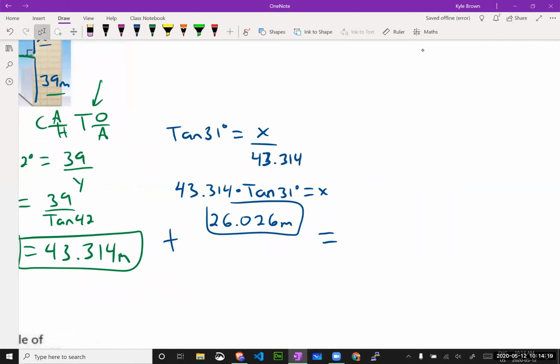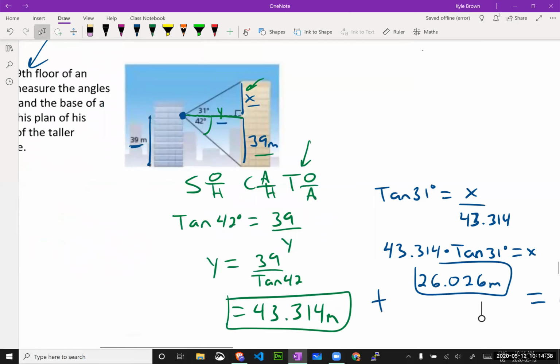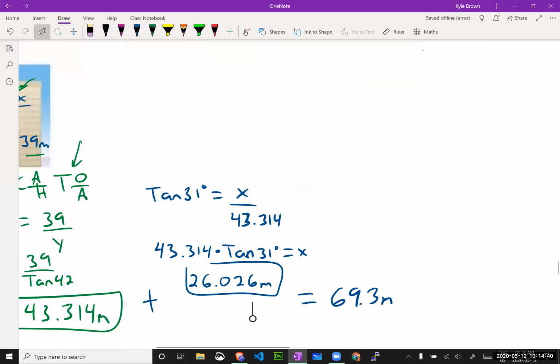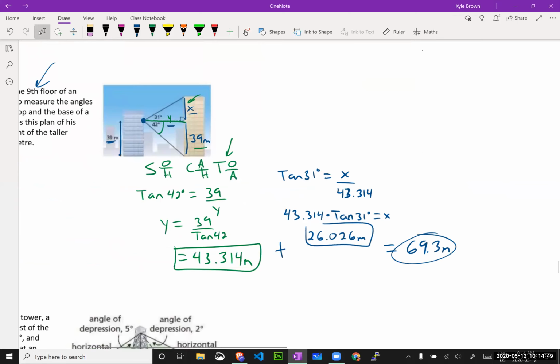This isn't the proper math way to write it, by the way. All right, so plus 43.314. So we end up with 69.3 meters. So in the end there, it does say to the nearest tenth of a meter. Okay, so yeah, 69.3 meters. All right. Two more.